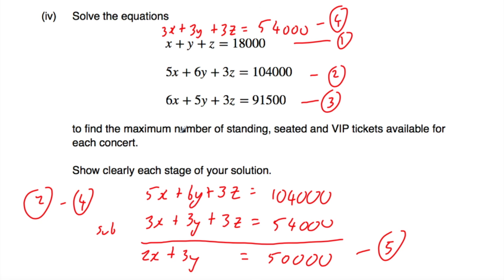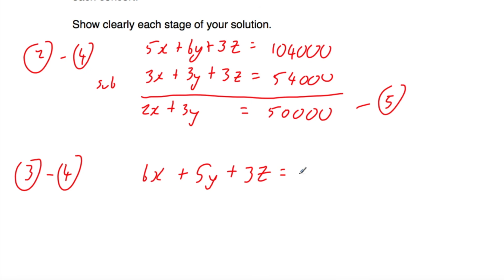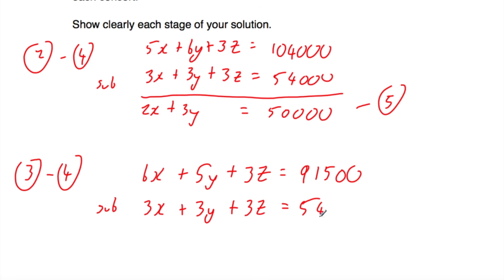Okay, so we've done equation 2 take away equation 4. Now I'm going to do equation 3 take away equation 4. So let's do that as well. Equation 3, if we have a look at that, was 6x plus 5y plus 3z, I'm just looking at the question sheet here, equals 91,500. And then we're going to subtract equation 4, which is 3x plus 3y plus 3z equals 54,000.